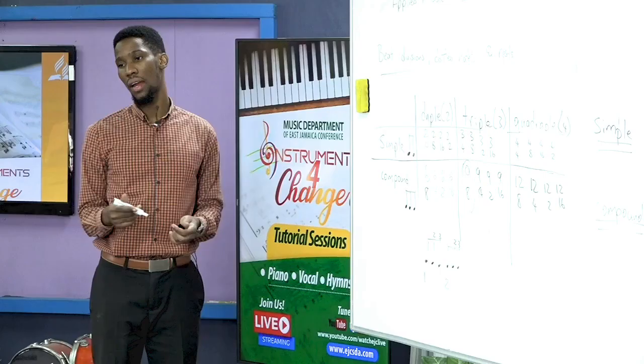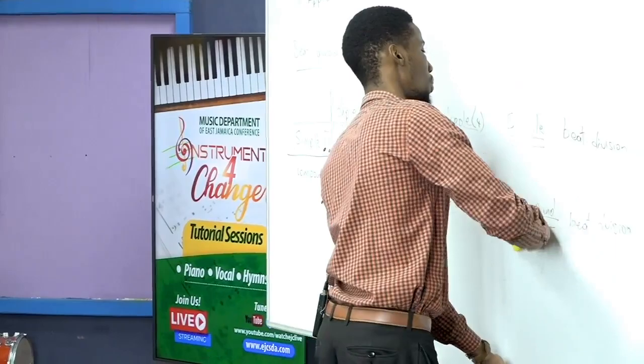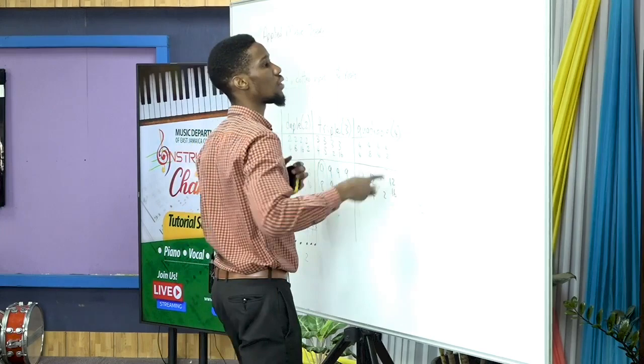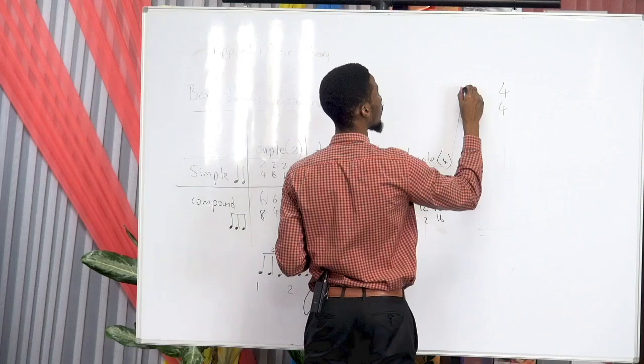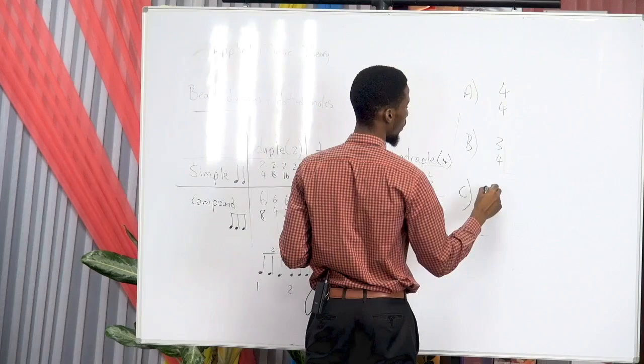Now, we're going to be looking at the three most popular time signatures. And we're going to have examples of those songs so that you can really understand this. So, we said the most popular is 4-4. This is the prize. The next popular is 3-4. And then, the next popular is 6-8.